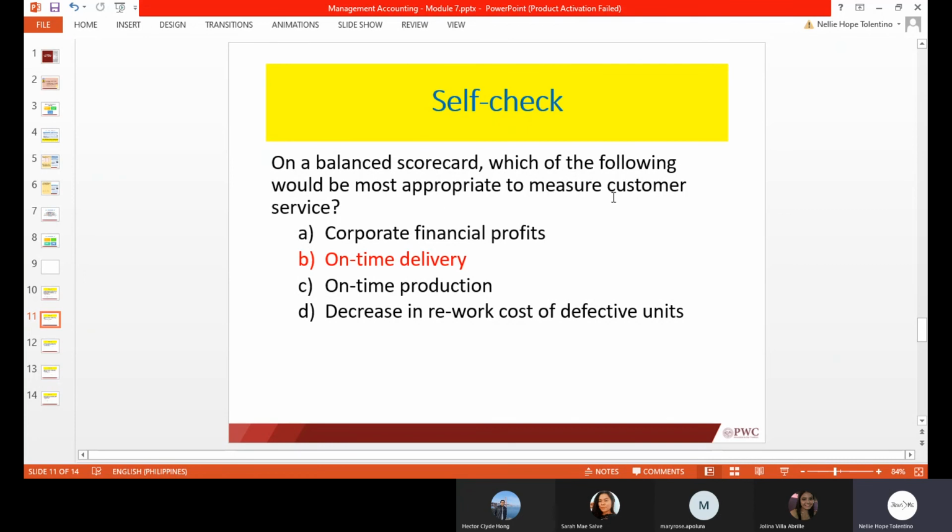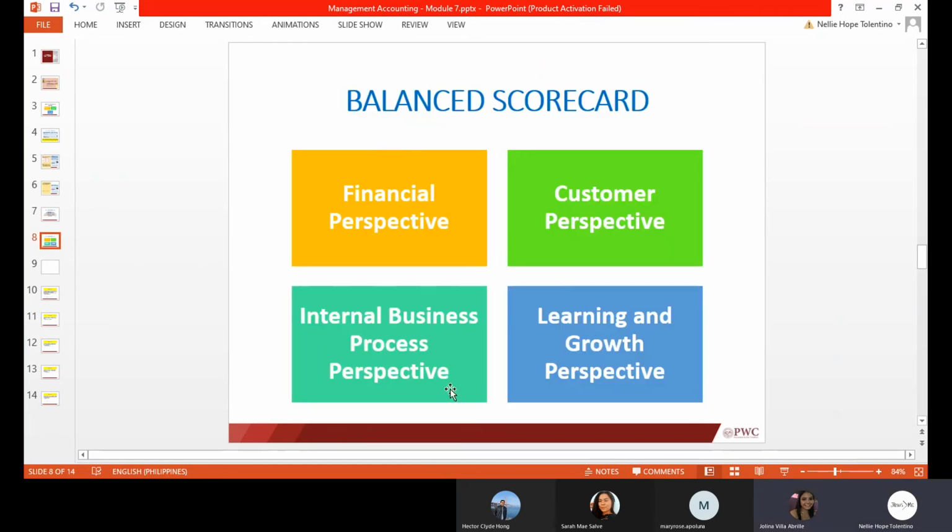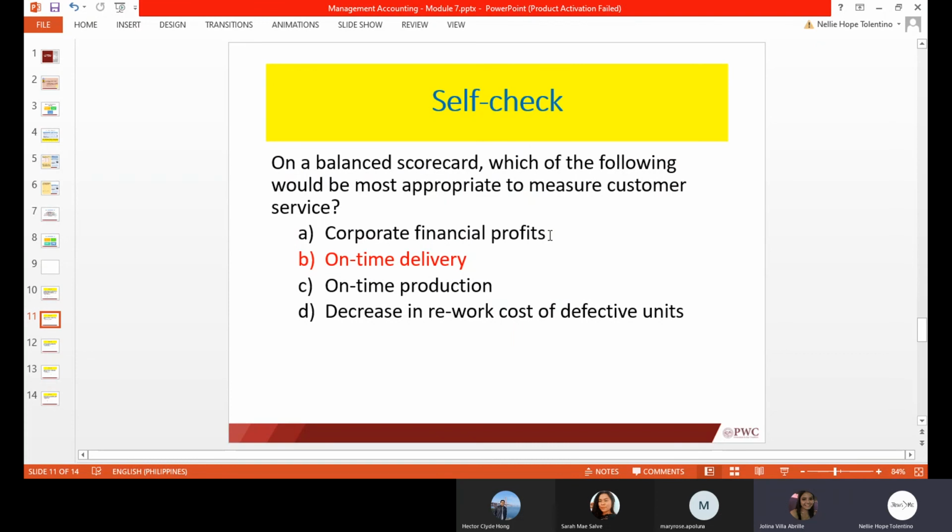The most appropriate to measure customer service is this one. Anong perspective 'yan? We have 4 perspectives: financial, customer, business process, and learning and growth. Itong A, anong perspective? Financial perspective, ma'am. Yes. Itong C? Business process, ma'am. Yes. Itong D? Customer perspective.